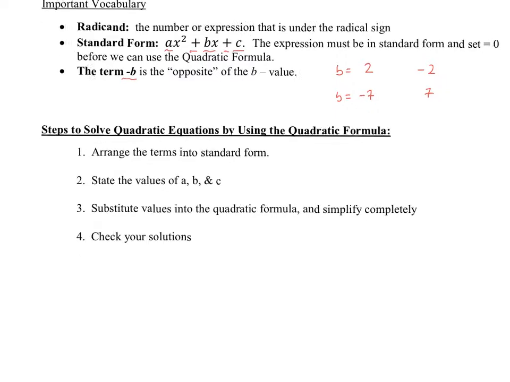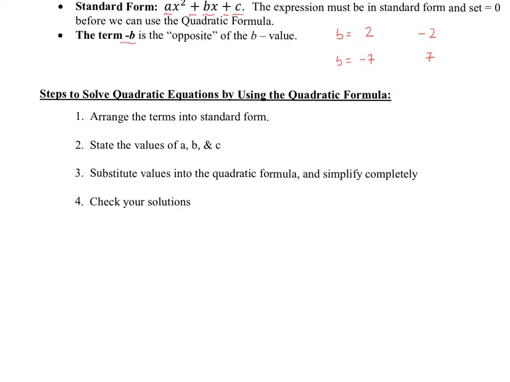So in terms of the steps, what we want to do is make sure that we have standard form. We'll practice more with arranging it in standard form, but we want to make sure our equation is in standard form and also that it's set equal to 0. Okay, we want to state the values of a, b, and c. It's always good to write those down so we know which values we're going to plug into the formula. We're going to substitute those values into the formula, and we're going to simplify it completely. Okay, and that means simplifying the radical, which you guys should be used to, and coming up with, in most cases, 2 solutions. And then once we come up with our solutions, we're going to go ahead and check those. Okay, let's give it a try.